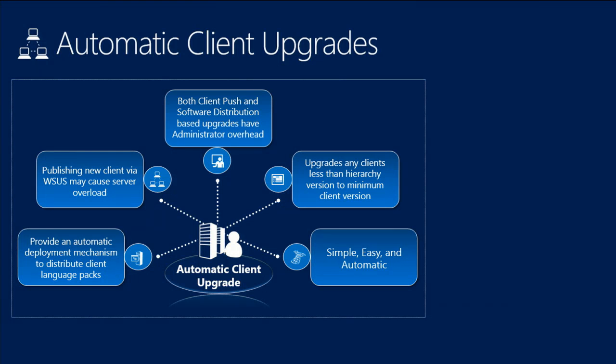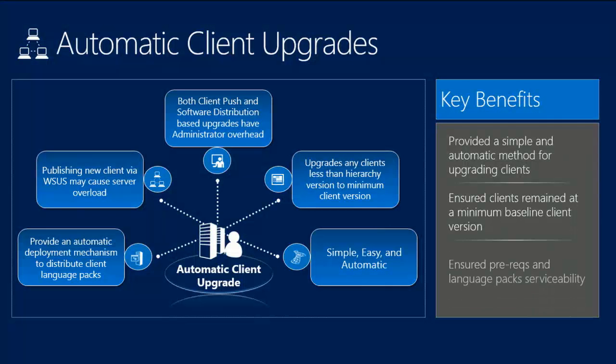You pick how many days you want the upgrade to take in your environment, and it randomizes the process for you end to end. So it's really a one-click solution for you as an administrator, and then you just monitor the deployment. Once we hit about 85 to 90% client compliance in our environment, we turn back on the software update point client installation.